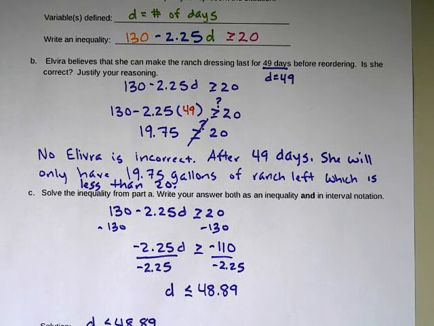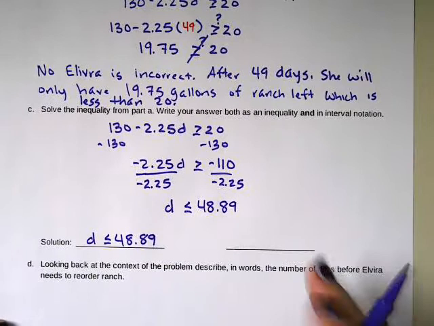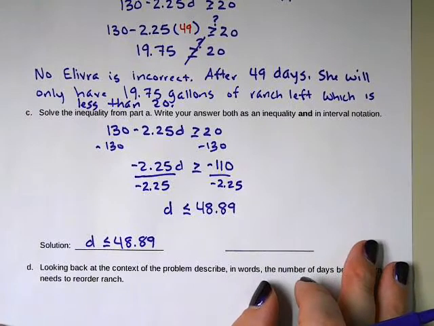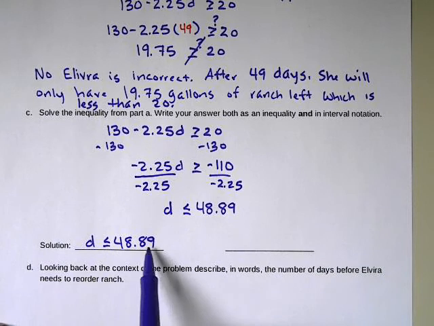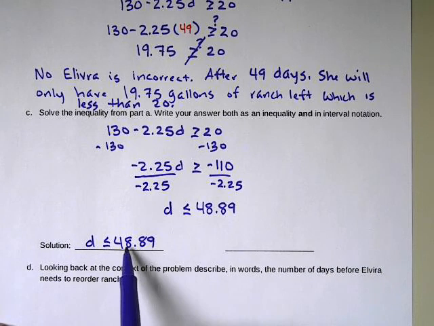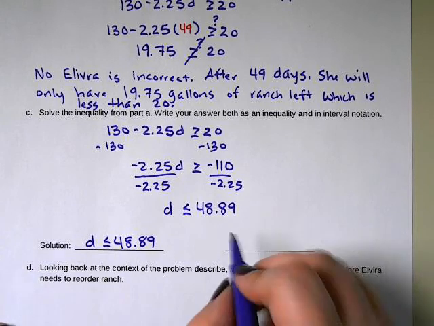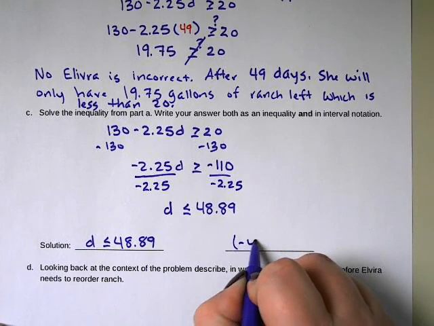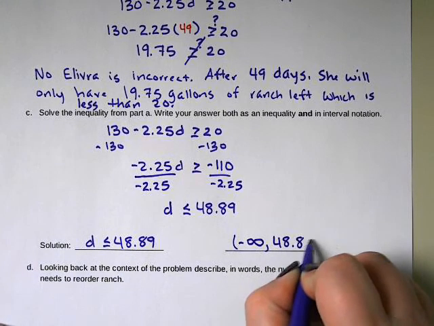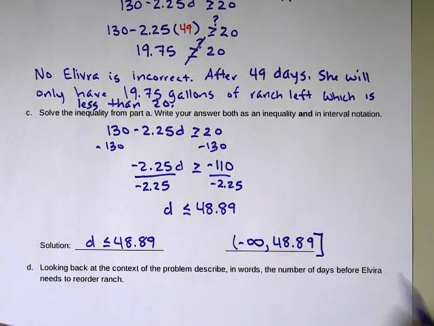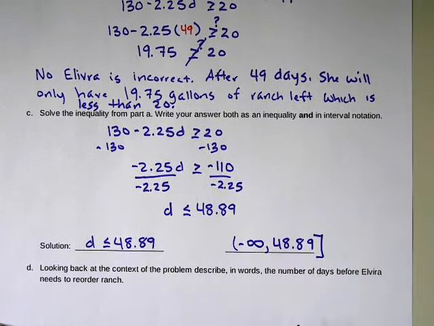So that is our inequality portion of our solution. Now we need to go ahead and do the interval notation. So again, if we want D to be less than or equal to 48.89, this 48.89 is our maximum value. We want everything that's less than that. So our interval is going to start at negative infinity, and we're going to go up to 48.89, and we're going to include that, so we put a bracket.